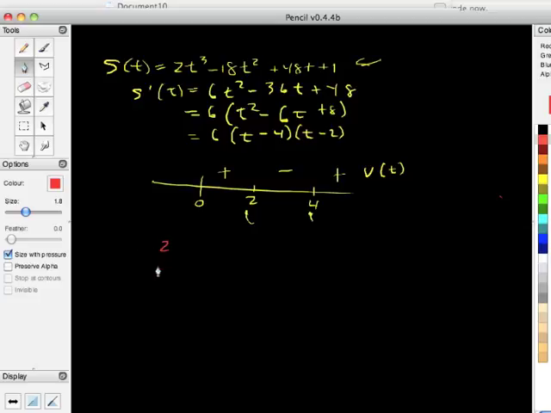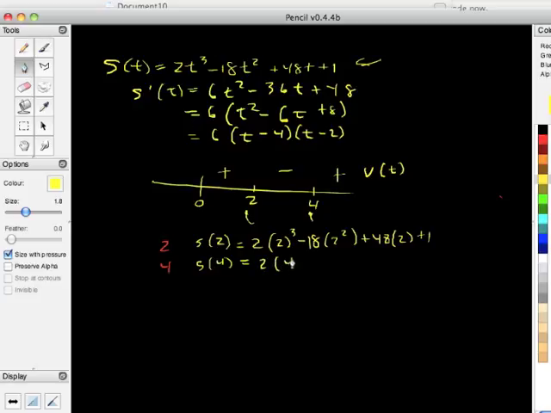So we have 2 and 4. What is our position function at 2 and our position function at 4? Well, at 2 it's 2 times 2 cubed minus 18 times 2 squared plus 48 times 2 plus 1, and our position at time 4 is going to be 2 times 4 cubed minus 18 times 4 squared plus 48 times 4 plus 1.